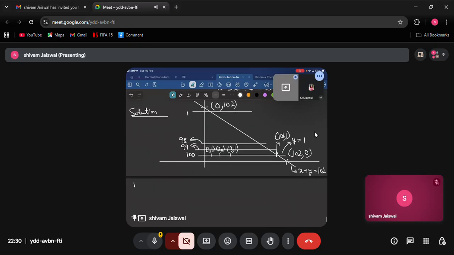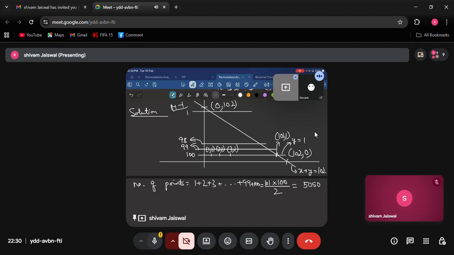So the number of points will be equal to 1 plus 2 plus 3 plus up to 100, which is n into n plus 1 by 2. That's 100 into 101 divided by 2, which is 5050. Is it clear to everyone? Raktim, Nini, is it clear? Yes, sir. Devang, yes, sir.